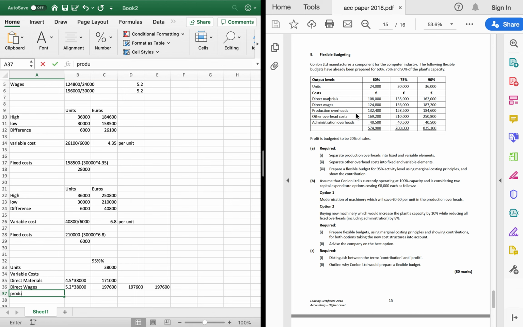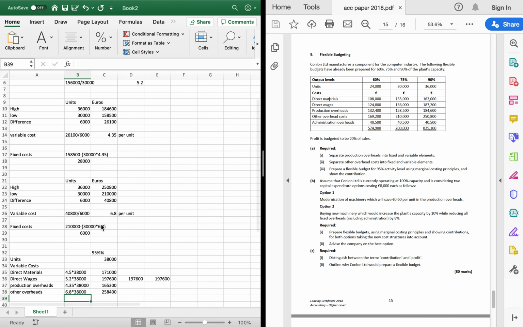Right, the third part then is the production overheads, only the variable element. So the variable element is 4.35 per unit. So it's going to be 4.35 by 38,000. That's the only way you can do this. There's no other way. So 4.35 by 38,000 is 165,300. And the last one was the other overheads. And we take our answer from the variable from the first part, which was 6.80 per unit. And we're going to multiply that by 38,000. And that is 258,400. All right, they're all your variable overheads. Just be careful when you're adding them up not to include the 38,000.